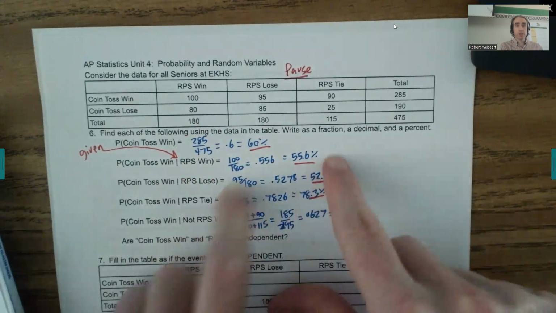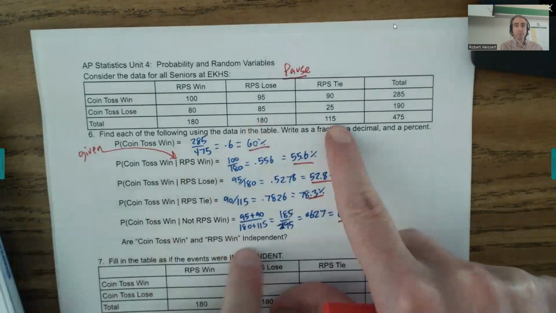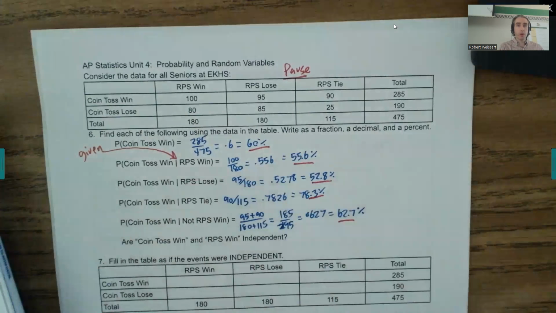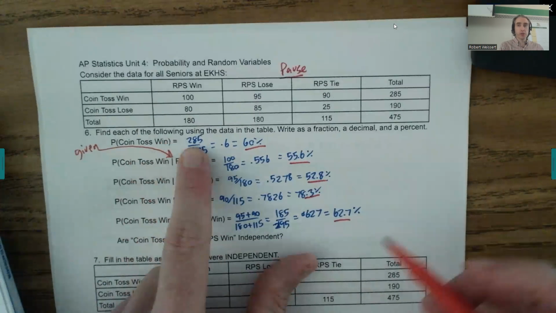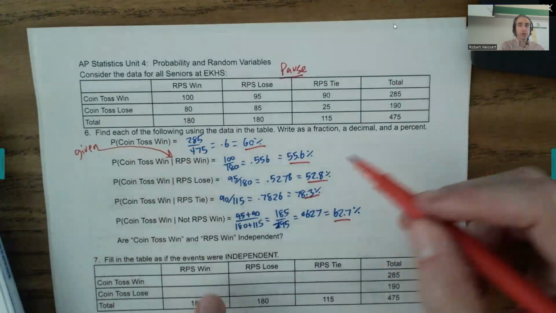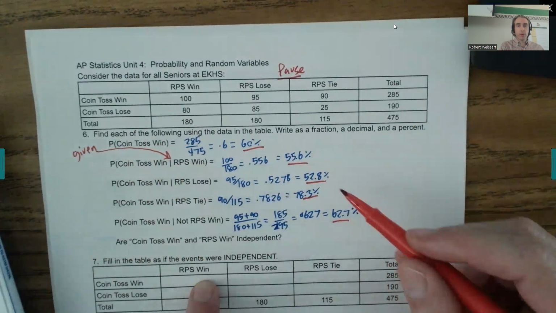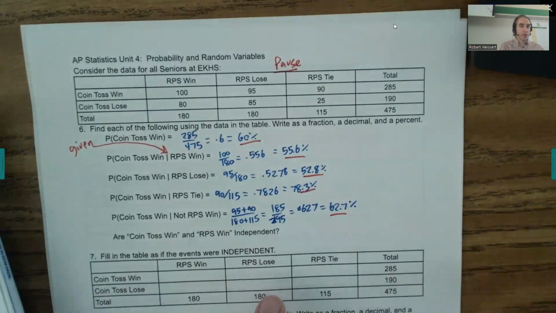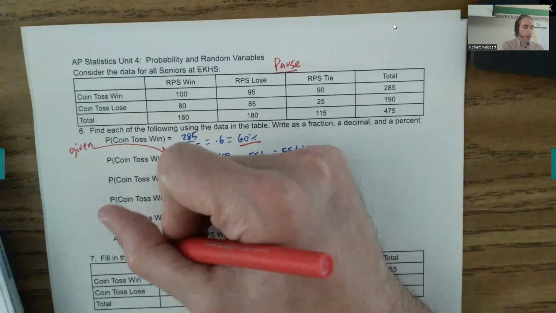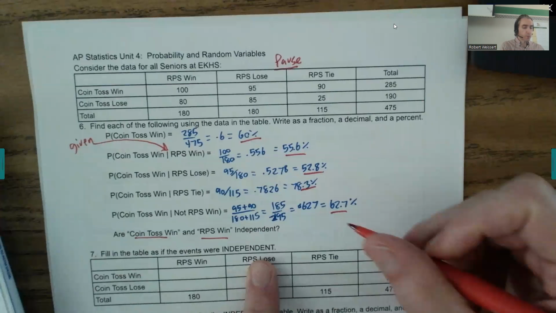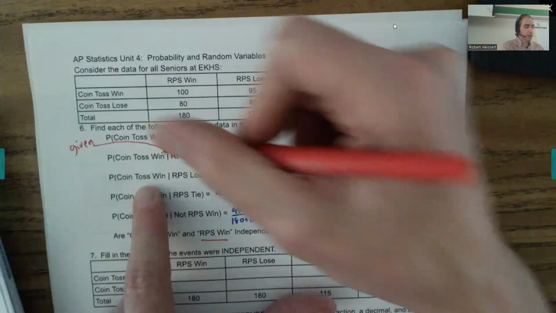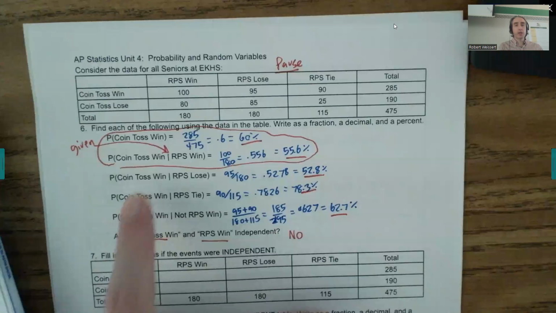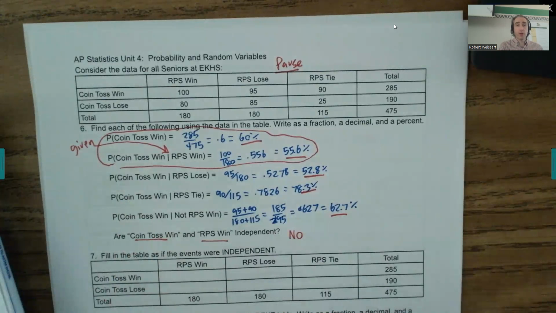Rock, paper, scissors wins is going to be the combination of these two, lose and tie. And so your numerators for those are just going to be what the overlap is. Now, the first one is the total. So we got 285 out of 475. Notice they're all different. I mean, some of them are pretty close, like these two are pretty close. These two are pretty close. But in general, they're all different, which means that in this scenario, it says are our coin toss win and rock, paper, scissors win independent? And we're still going to say no. And the reason is again, go back up to those first two, okay? Coin toss win and coin toss win given rock, paper, scissors win. They're not the same. They're close.